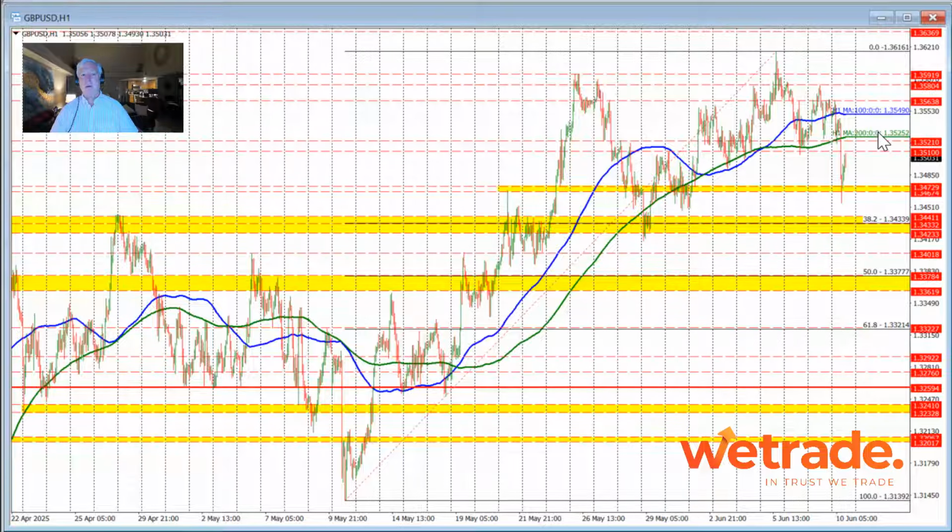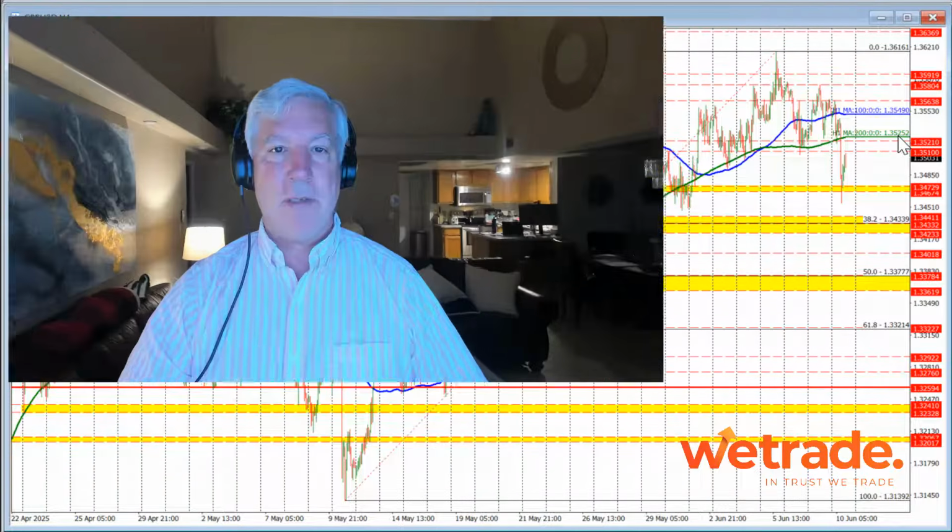We'll have to watch the 200-hour moving average like we always do for resistance. What was once support becomes resistance against the moving averages, and that comes in at 135.25. Watch that level on the topside. So there you have it, a look at three major currency pairs.